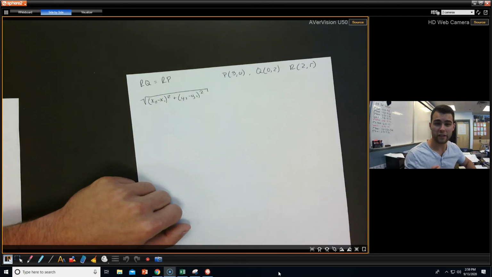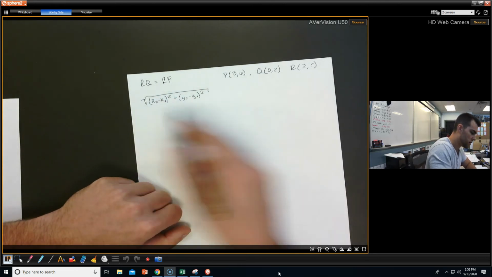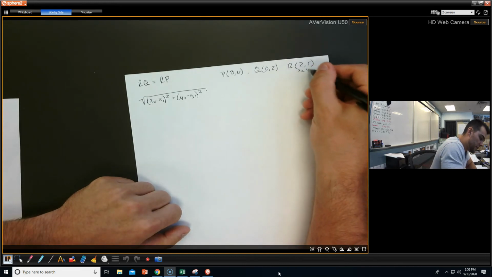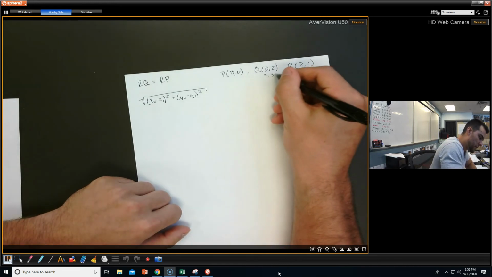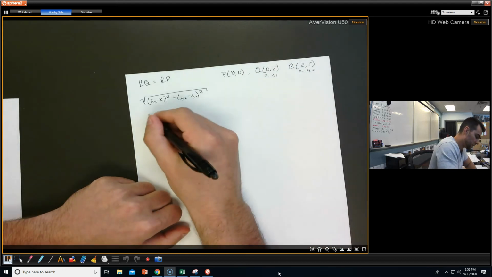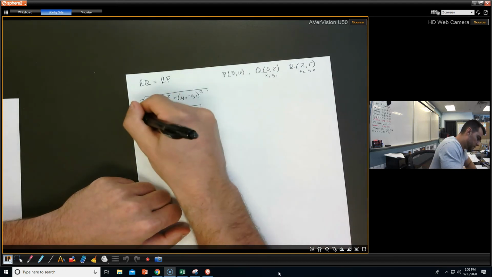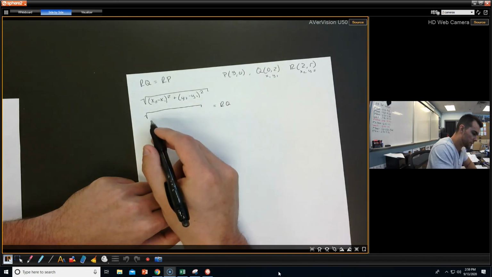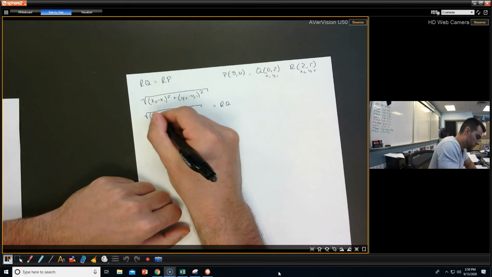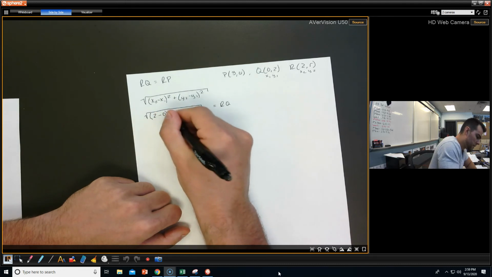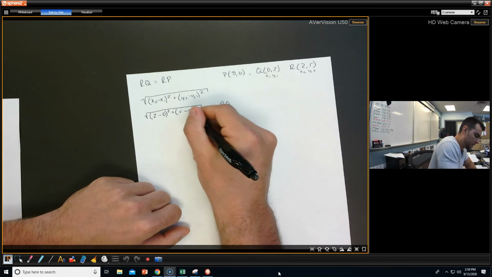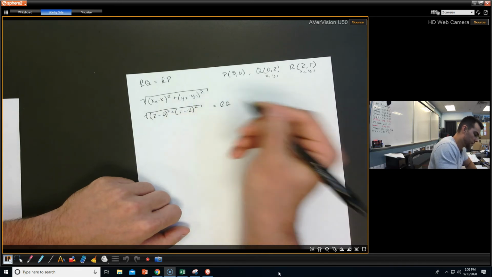So now let's just fill in what we know, okay? For RQ, I'm going to call this one x2, y2, and this one x1, y1, and let's start plugging stuff in. So RQ is going to be (2 minus 0) squared plus (r minus 2) squared.